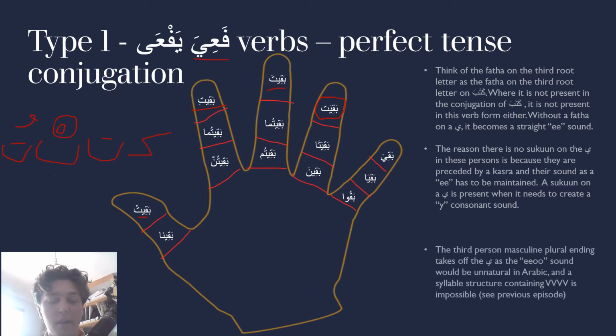Now, the third person masculine plural ending takes off the ya, the third root letter, as this would be an unnatural vowel arrangement of a syllable in Arabic. So we can't have two long vowels next to each other without a sukun on one of them, without one of them sounding like a consonant, because that would leave us with 4 vowels in a row, and that does not exist in the syllable structure of Arabic. And if you didn't know about that, watch the previous episode where I go into a bit more depth about Arabic syllable structure.